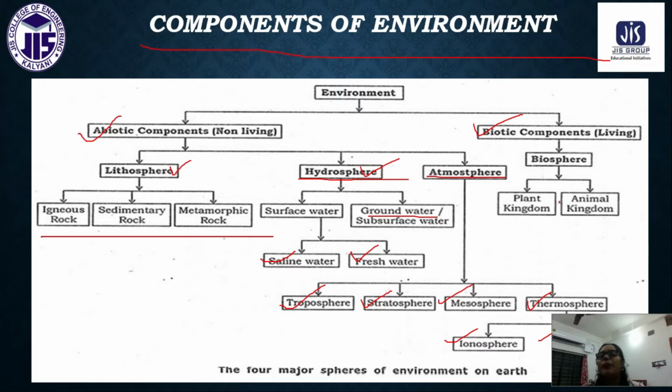And here, the biotic components: generally the biosphere, all types of organic components belong to this category. And the biosphere is generally of two types, the producers and consumers, that is the plant kingdom and animal kingdom. Okay, so this is the total classification of the environment.